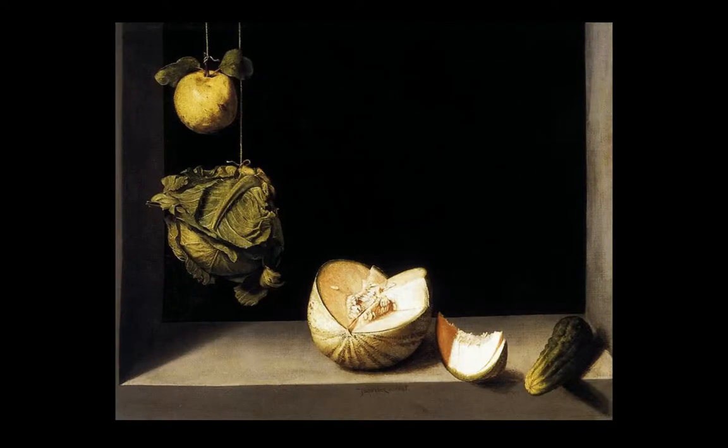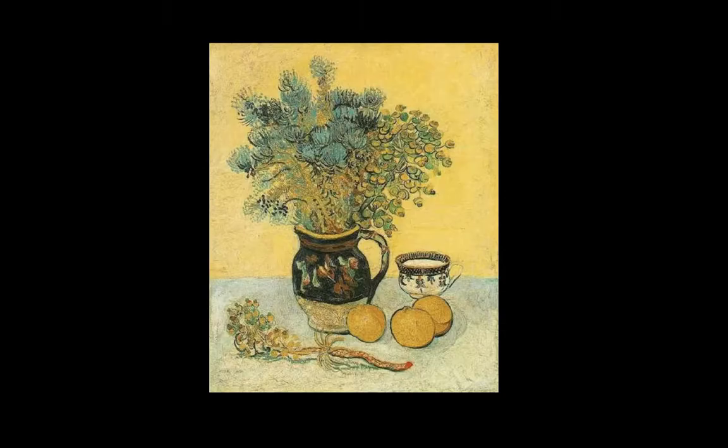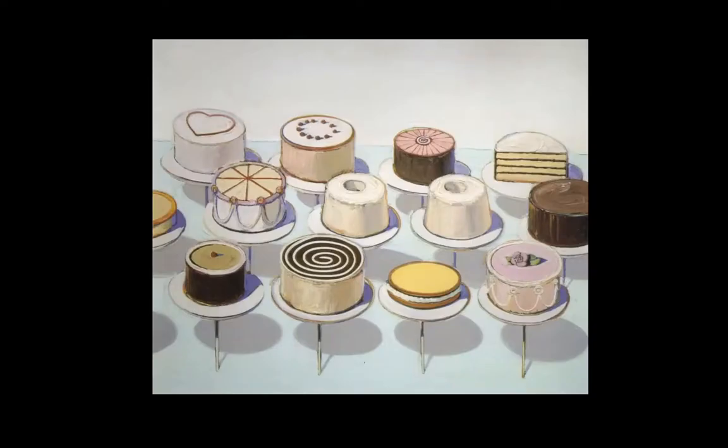This is a famous still life by an artist named Juan Sanchez Cotan. I would like you to watch a video about this still life painted in 1602 that is at the San Diego Museum of Art. Please watch that video, which is posted for you on Edpuzzle. This is another example of a still life by an artist you may know, Vincent van Gogh. And an additional example by a famous painter named Wayne Thiebaud.